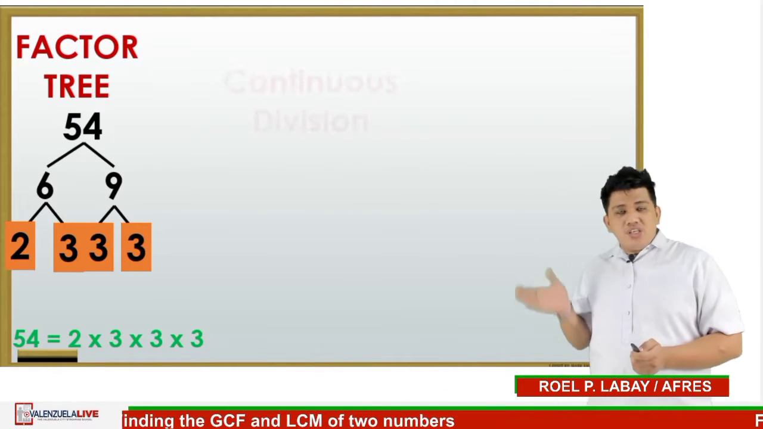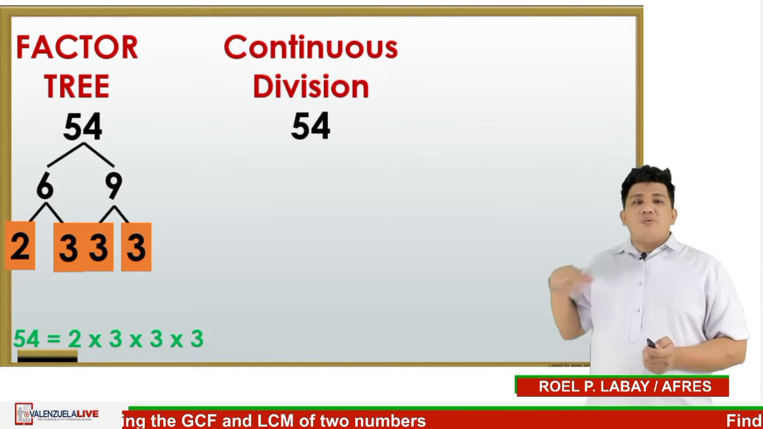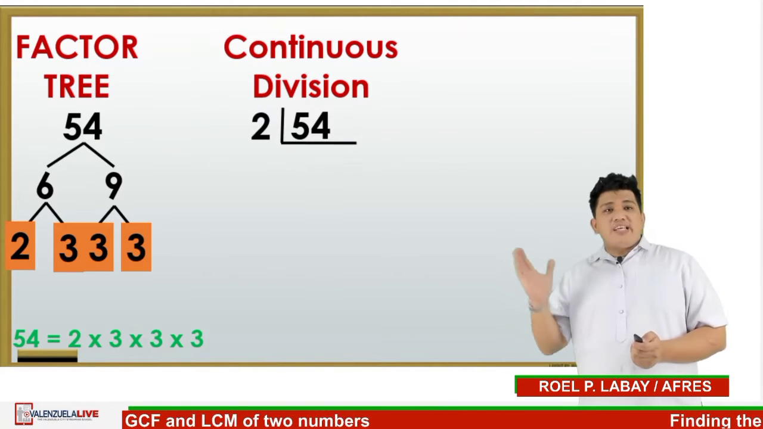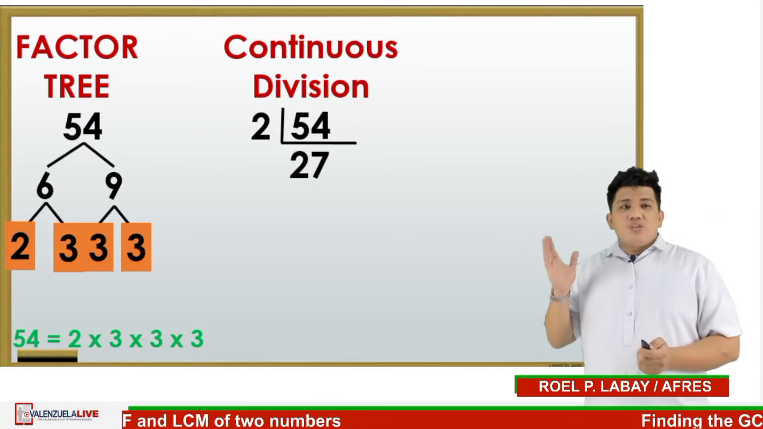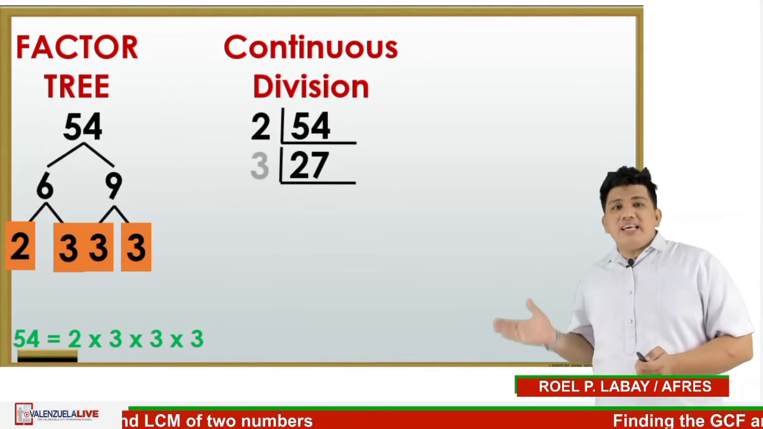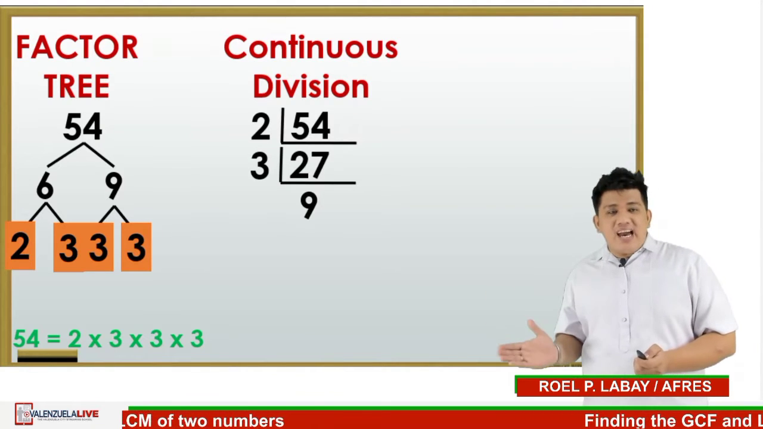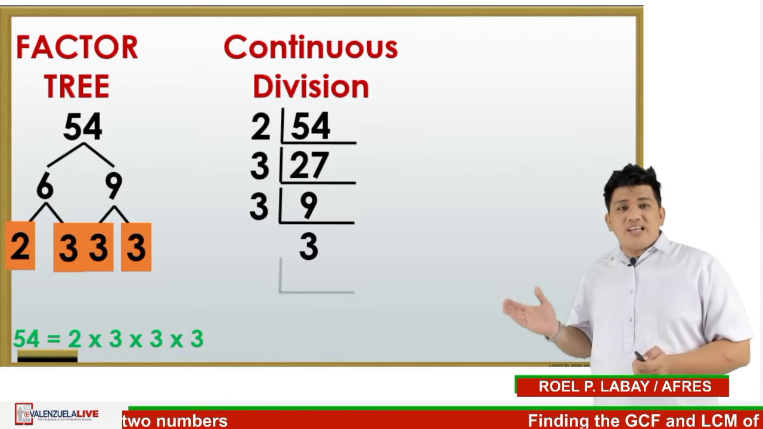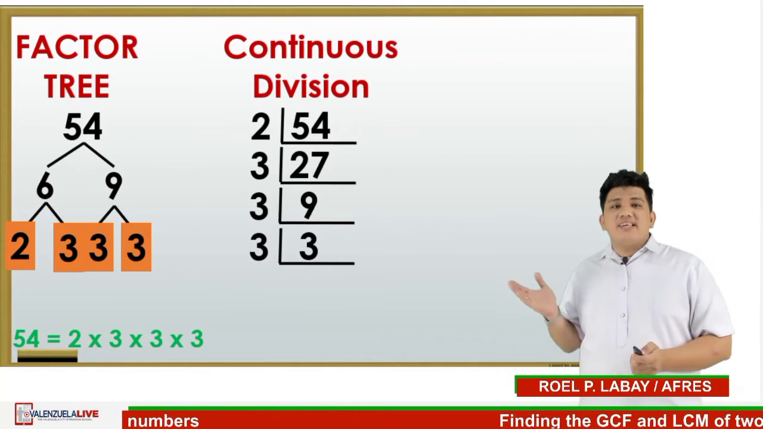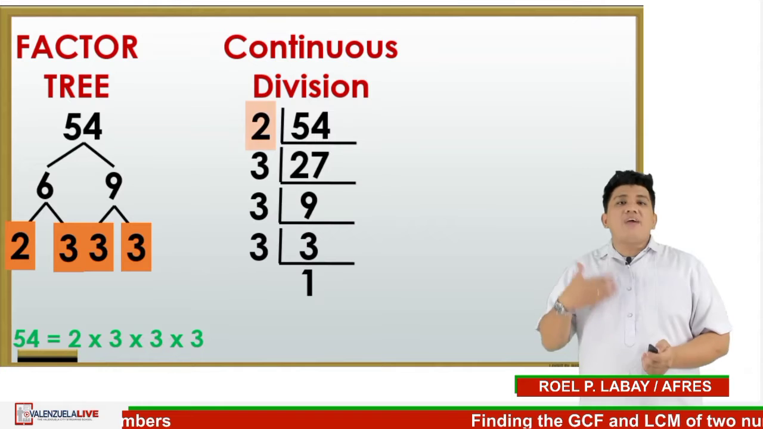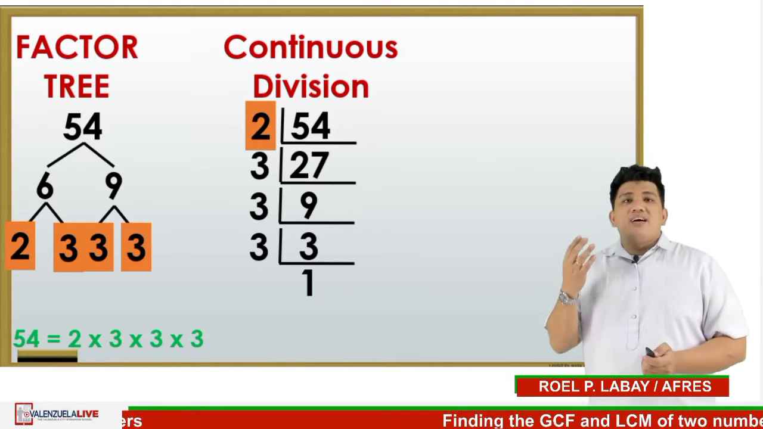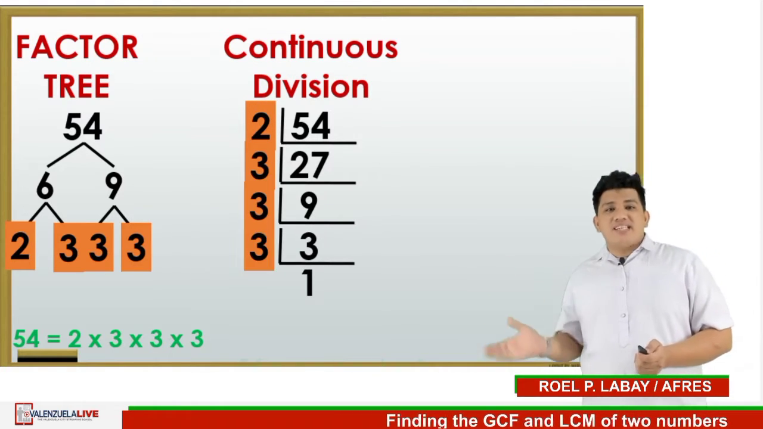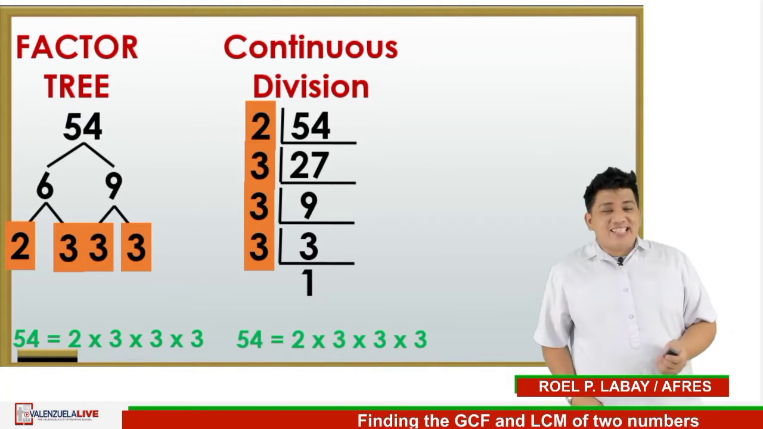Now, by using continuous division, we will divide 54 by 2. And then 54 divided by 2, the answer is 27. 27 divided by 3, the answer is 9. 9 divided by 3, the answer is 3. And 3 divided by 3, the answer is 1. Therefore, the prime factors of 54 are 2 times 3 times 3 times 3. Did you get the same result?